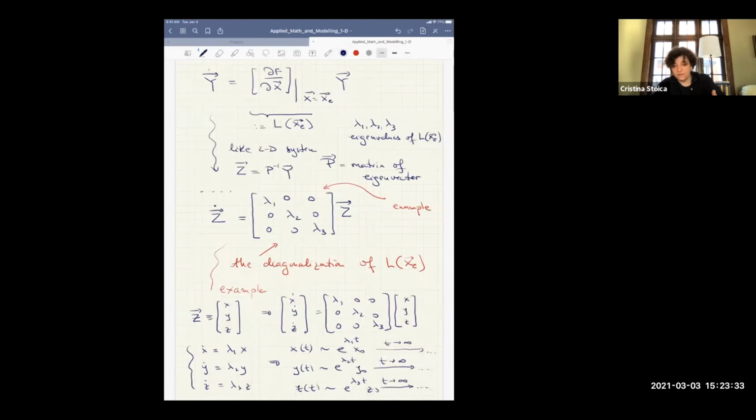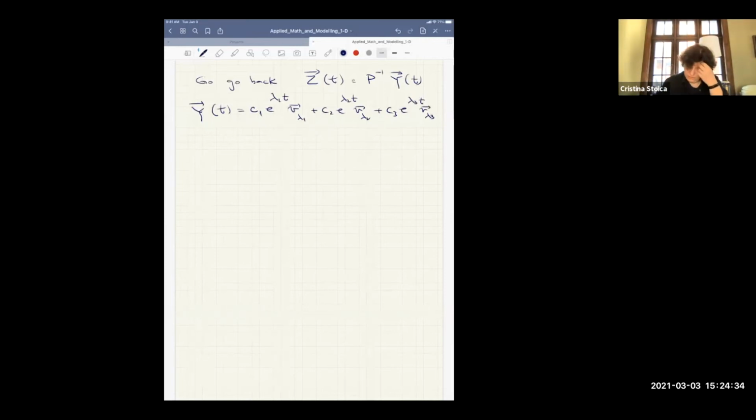Once one does this at the theoretical level, because you have to explain why the algorithm is just computing the eigenvalues. When we go back to the y thingy, meaning that we said here, what did we say? Z is p minus 1 y, right? So z of t is p minus 1 y of t, right? So we go to y of t, we get y of t to be something like, when we write it, e to the lambda 1 t, v lambda 1, where v lambda 1 is the eigenvector corresponding to lambda 1, plus c2 e to the lambda 2 t, v lambda 2, plus c3 e to the lambda 3 t, v lambda 3. And now I'm doing the stability, right? So it's basically what's going on with this.